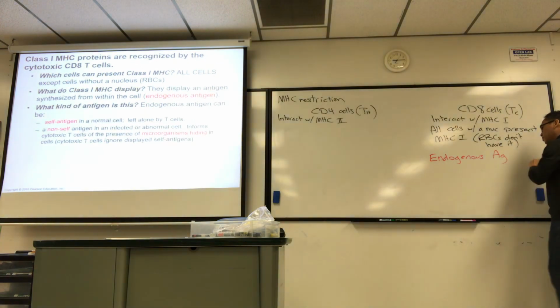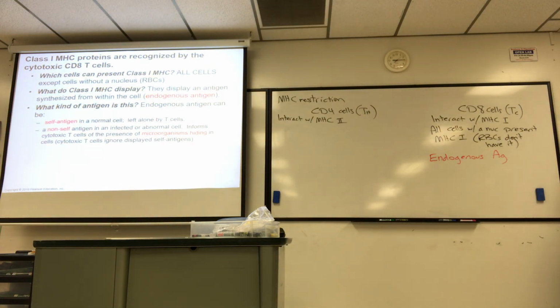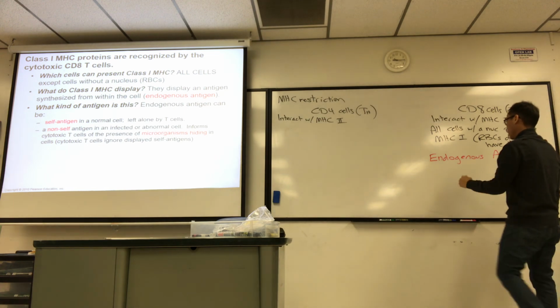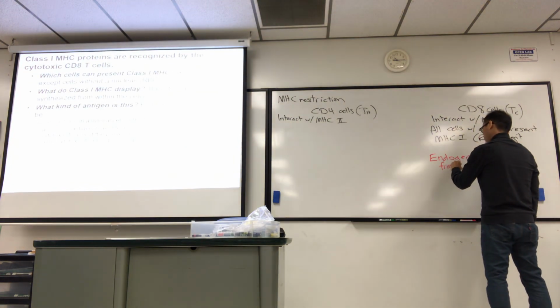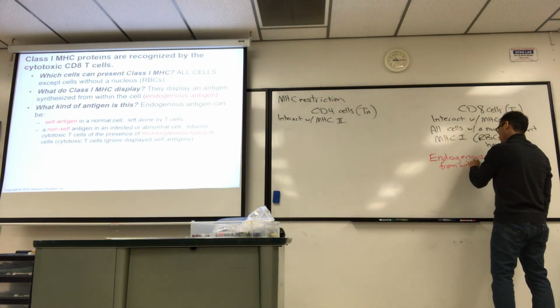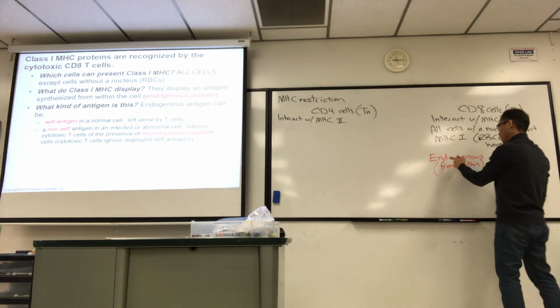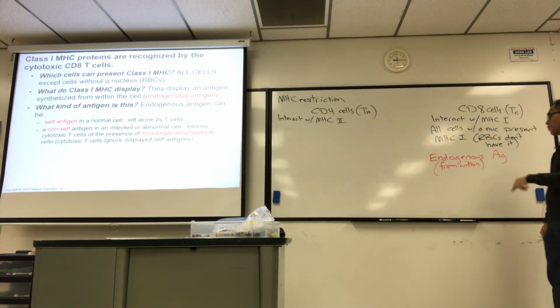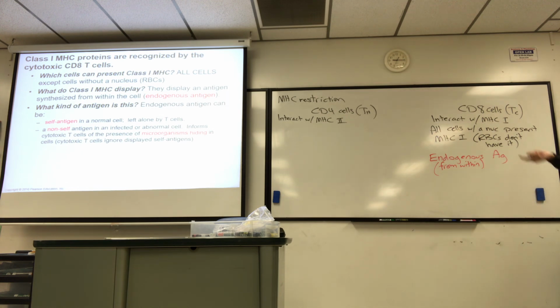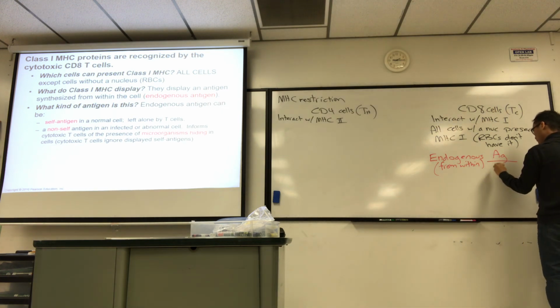AG, antigen. That means it's a fragment, a piece of molecule that is presented. It came from within a cell. Endo means in. So endogenous, it came from within. Now this antigen, most of the time when you're not sick, is going to be a self antigen. So that antigen can either be self or non-self, but most of the time it's a self AG.